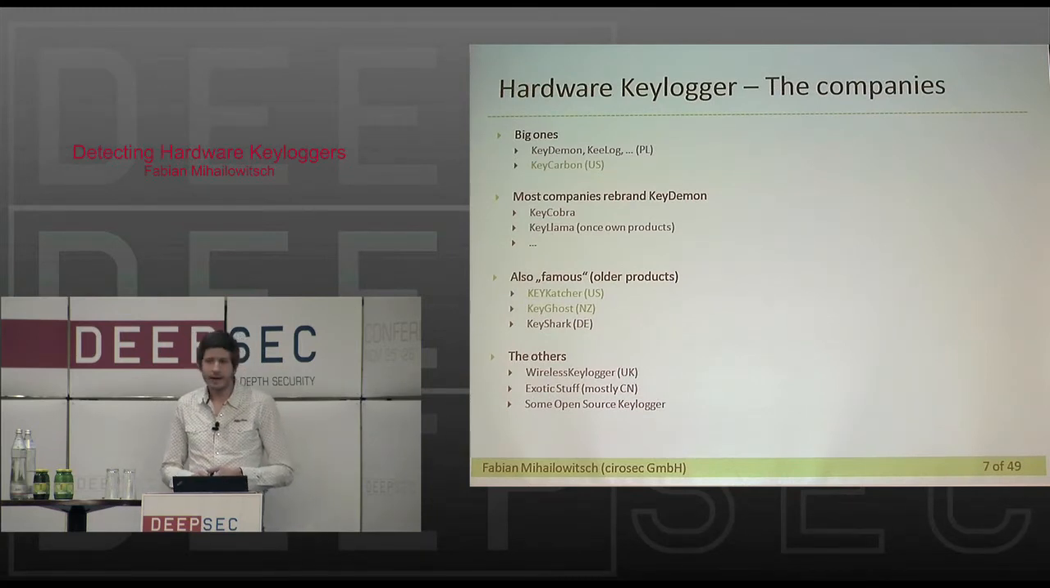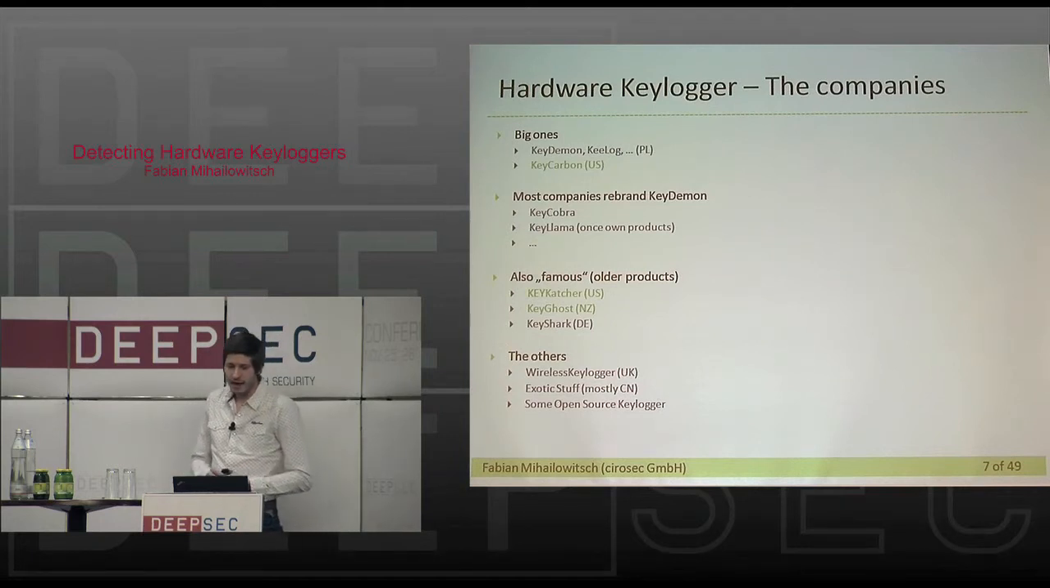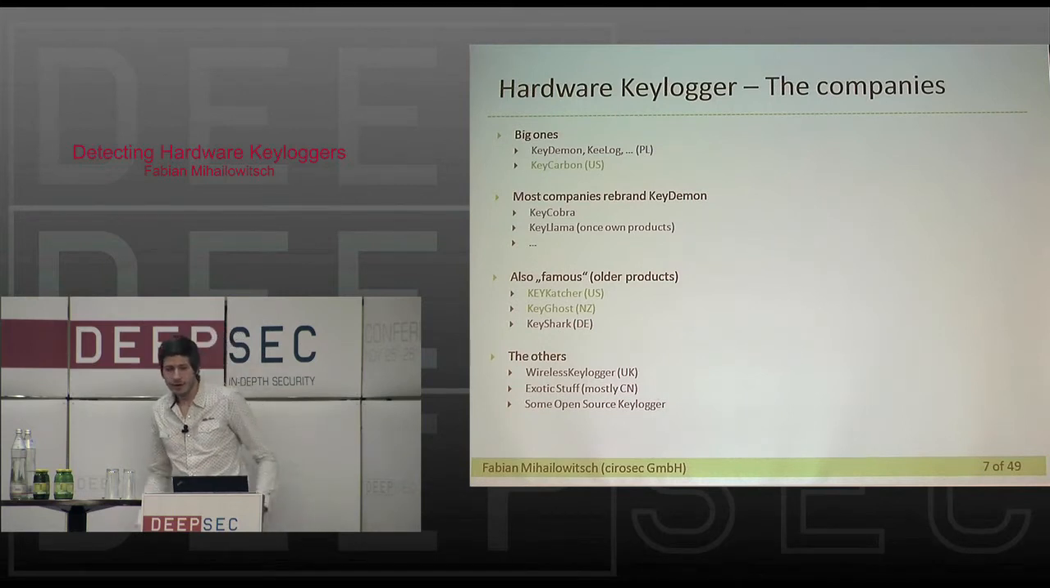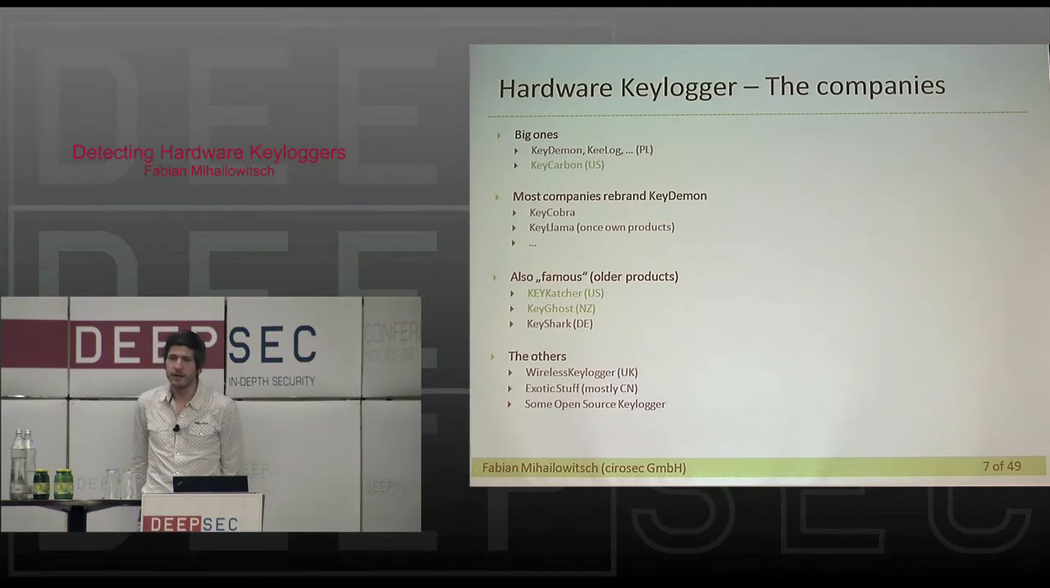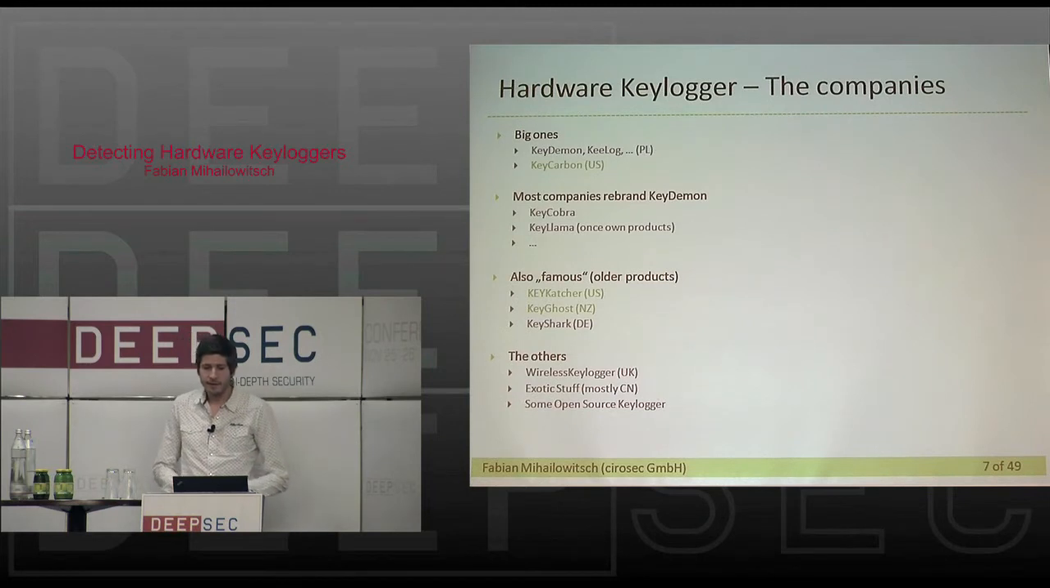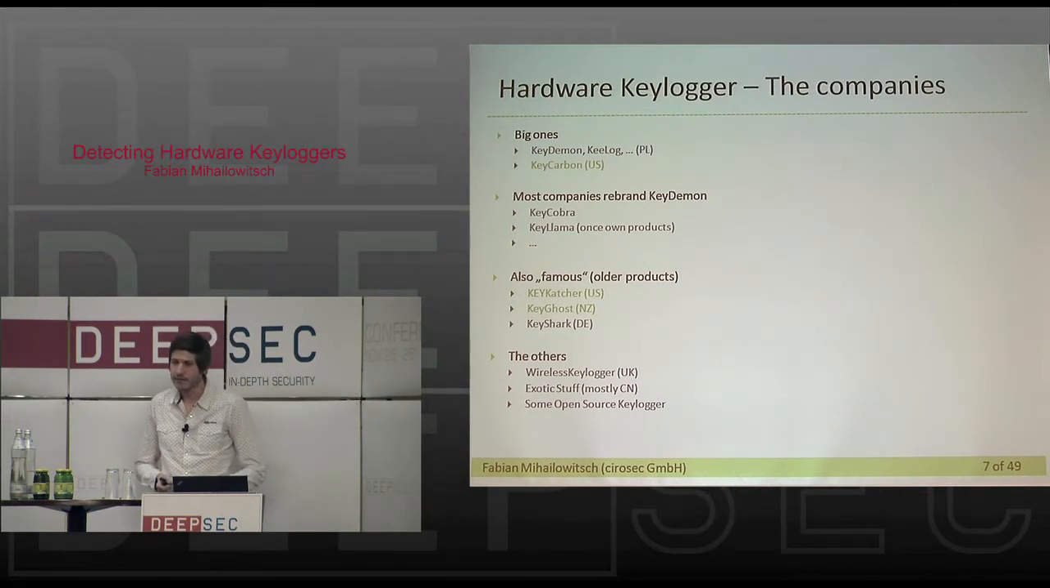Another interesting thing is who is on the market, which companies are there. Actually, you just have 2 big companies: Keycarbon from the US and Keydemon, which has various names. It is also known as Keylog, which is from Poland. Those 2 companies have most of the models which can be bought. The Keydemon models are quite often rebranded. For example, models like Key Cobra and Key Llama are in most cases just a rebranded Keydemon product.